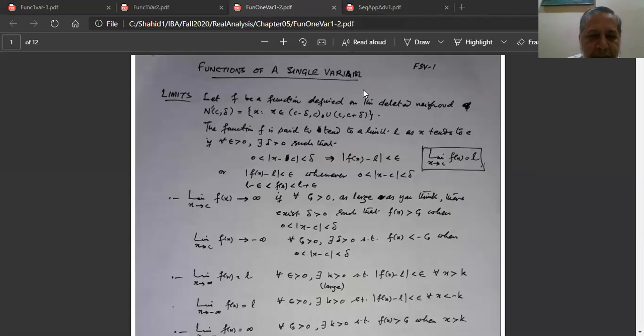Let me begin with the concept of limits, which we already know about. And you know a lot of things about function, the definition and different kind of functions, their graphs, etc., etc.